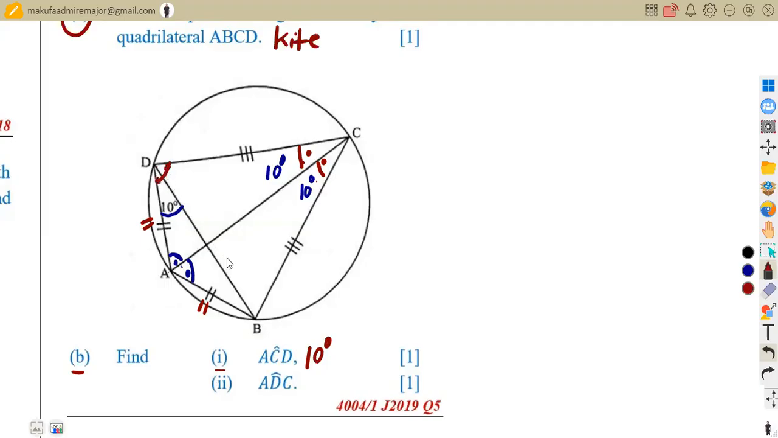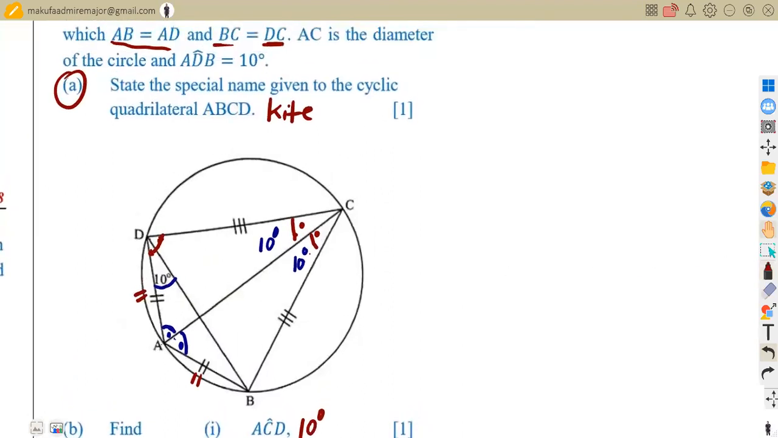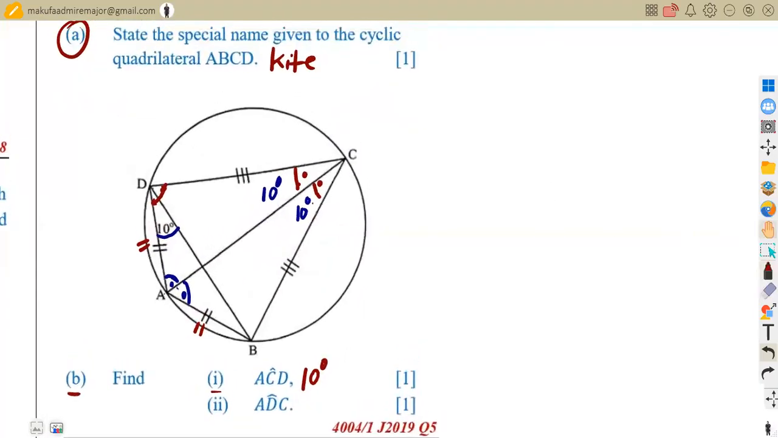Which concept are we going to take, or which idea are we going to use to find ADC in this case? All right. If we take note of our information, we are told here that AC is a diameter. AC is the diameter of the circle. We are not seeing the center, but we are told that AC is the diameter. So if AC here is representing the diameter, what does it mean? It means it is going to subtend an angle of 90 degrees at D. So that means the angle at D automatically is going to be 90 degrees.